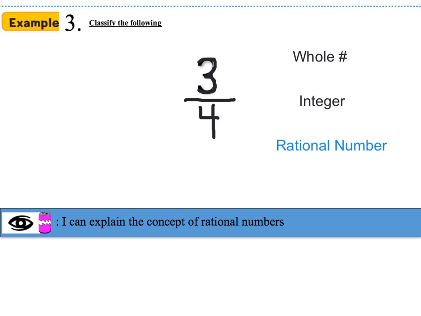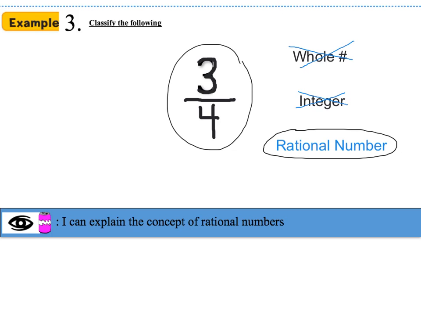So example 3 is asking us to classify the following. 3/4 is the fraction they're giving us. And we know that 3/4 cannot be a whole number because it doesn't belong in the yellow circle from the key concepts. We know that 3/4 is not an integer because it doesn't fit into the category of the red circle in our key concepts. But we know that 3/4 can be a rational number because it is written as a fraction. So 3/4, we can only call it a rational number.